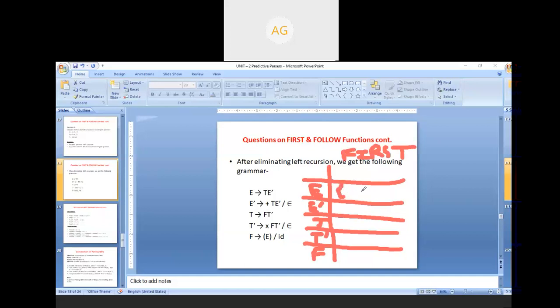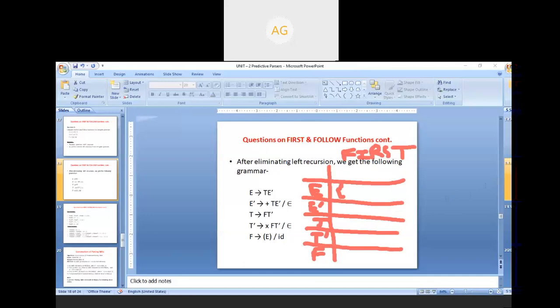Just write the elements in the curly braces. So what elements are there in the first of E? Just write in the chat box one by one. What elements are there in the first of E? Only first of E. I am asking only the elements which come in the first of E. Okay. So this time the answer of Ayushi Soni is correct.